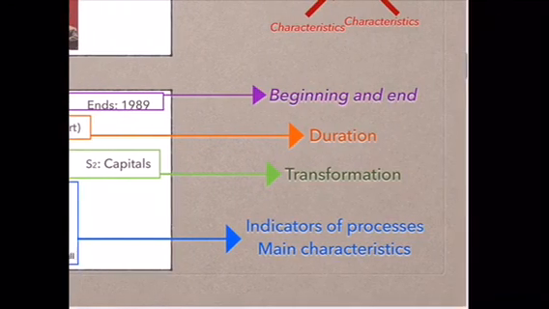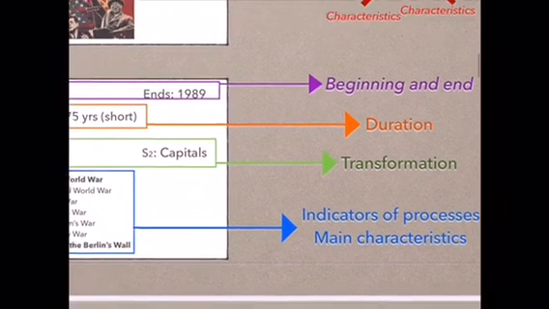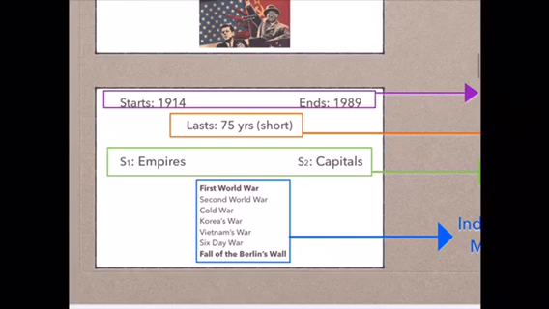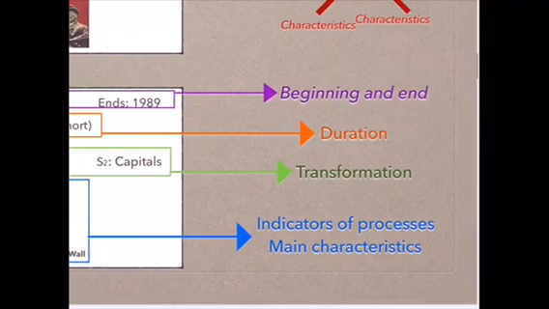Then you're going to tell me how many years on average, or as a hypothesis, it lasts. So its duration in this case is 75 years. So it is a short century. That is important. And afterwards, the next element that we are going to include is the transformation.